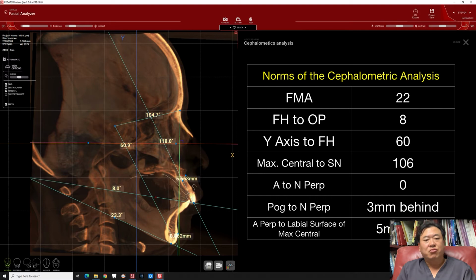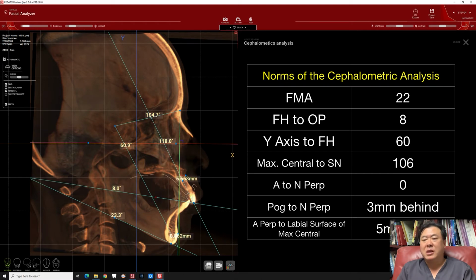Then I do 3D Ceph analysis. The first value that I look at is a y-axis value, and it is 60.9 degrees. It indicates that the patient did maintain VDO even if patient's posterior teeth were collapsed. FMA value was about 23 and it's close to 22. Again, it indicates that the VDO was maintained. Occlusal plane angle in relation to Frankfurt horizontal plane was 8 degrees, and her existing occlusal plane was proper, and it should be used, not altered.